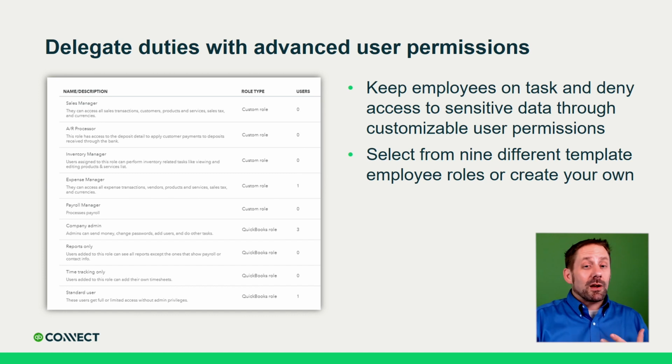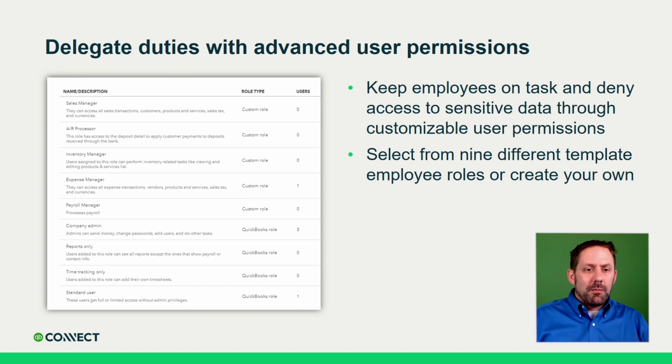I told you we would talk about the different user permissions, and that's exactly where we're at. With QuickBooks Online Advanced, again, you have the ability to go up to 25 users. And within that, you now need the ability to set much more detailed access points, like who should be able to access what. To make this easier, they've set up quite a few different templates that you can use, but you can also create your own. Some of the templated ones would be like a sales manager, who can access all the sales transactions, the customers, your products, your services, sales tax, and currencies.